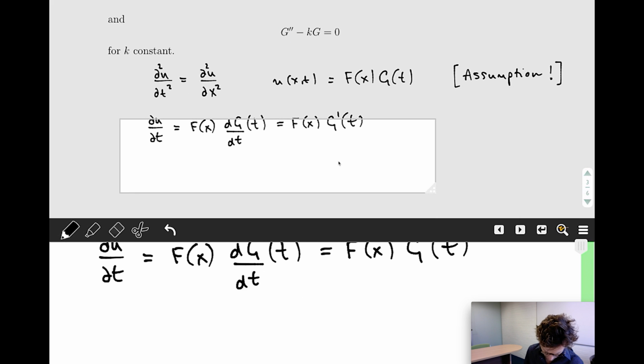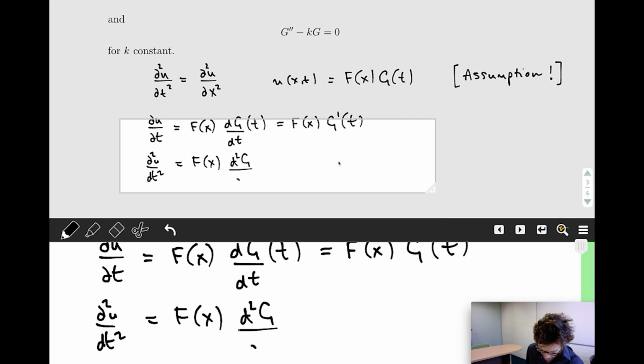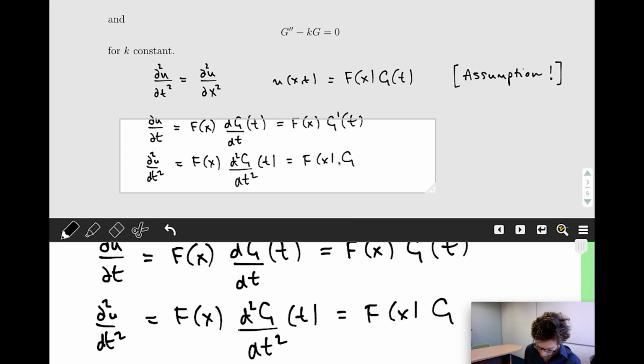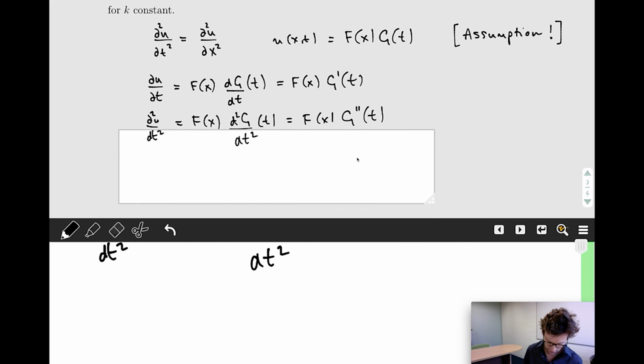We can also do this for the second derivative, so I've got d squared u dt squared. Once again, that partial derivative with respect to t does not affect f of x. It's going to hit my dg dt and turn it into a d squared g dt squared. And again, I'm going to use the notation g double prime to mean the second derivative of g with respect to its argument t. So you see what's happened here is that the partial derivatives, because of the assumption that I made, have turned into ordinary derivatives.